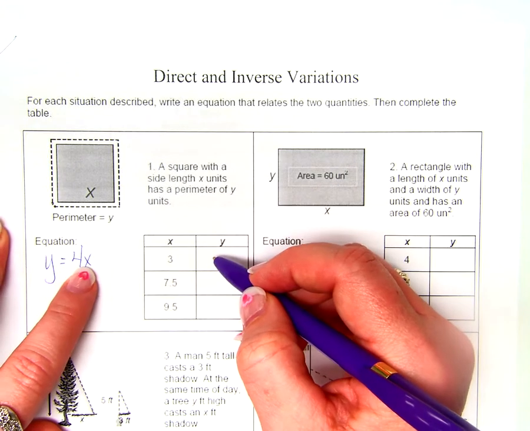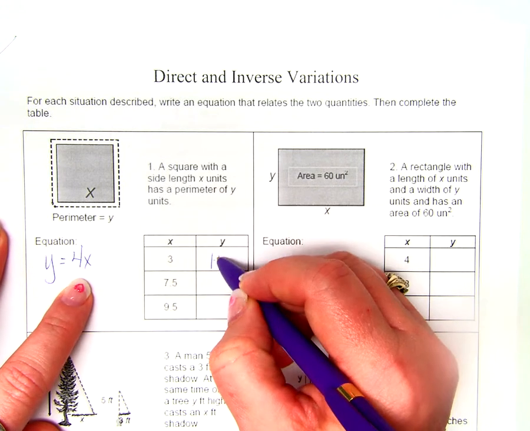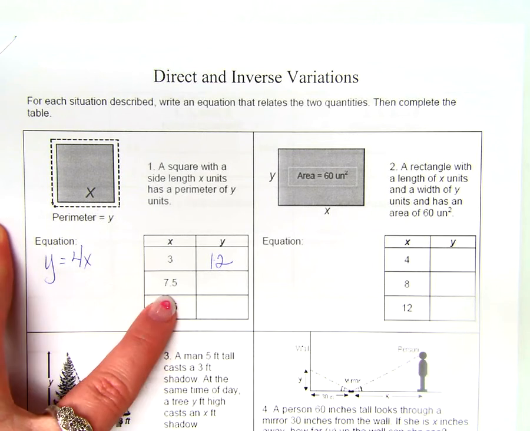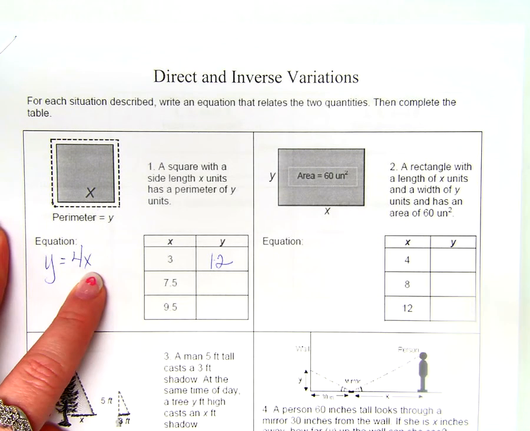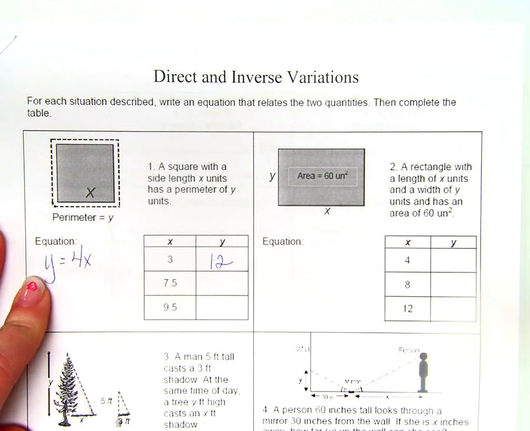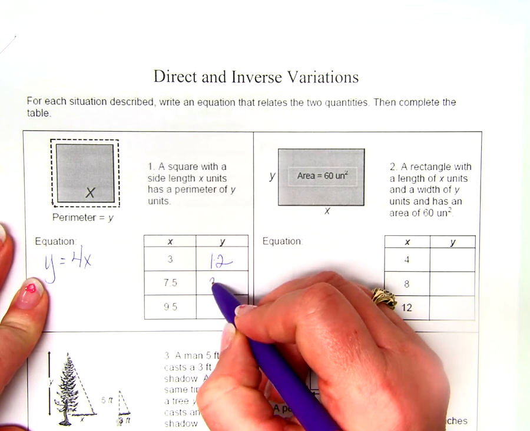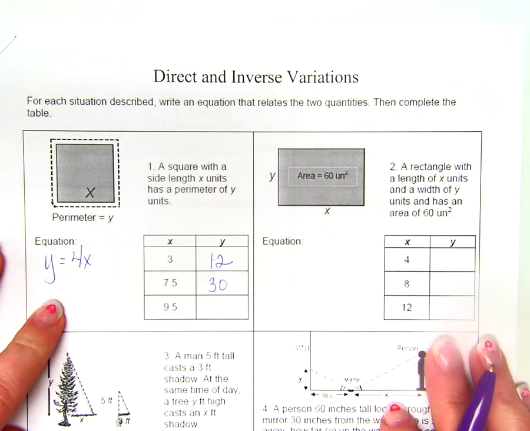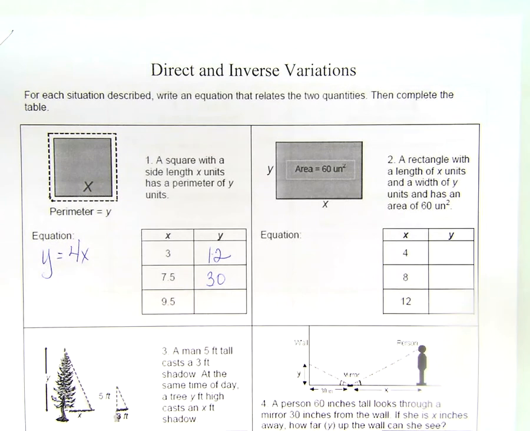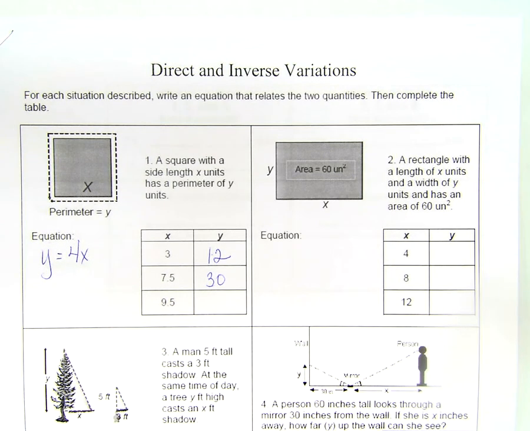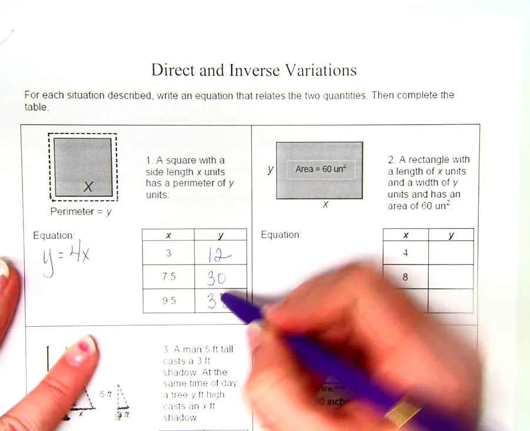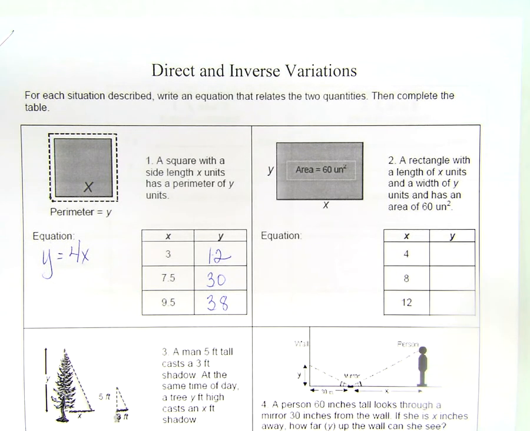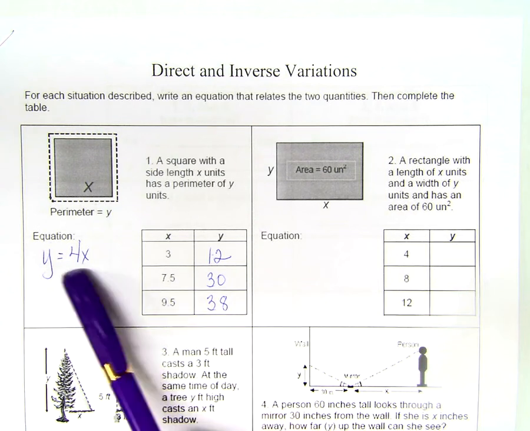What is 4 times 3? 12. If the length of a side of a square is 7.5, what is its perimeter? If x is 7.5, what is y? 30. Good. If the length of a side of the square is 9.5, what's its perimeter? If x is 9.5, what is y? Okay. Any questions so far? Everybody understand where this equation comes from?